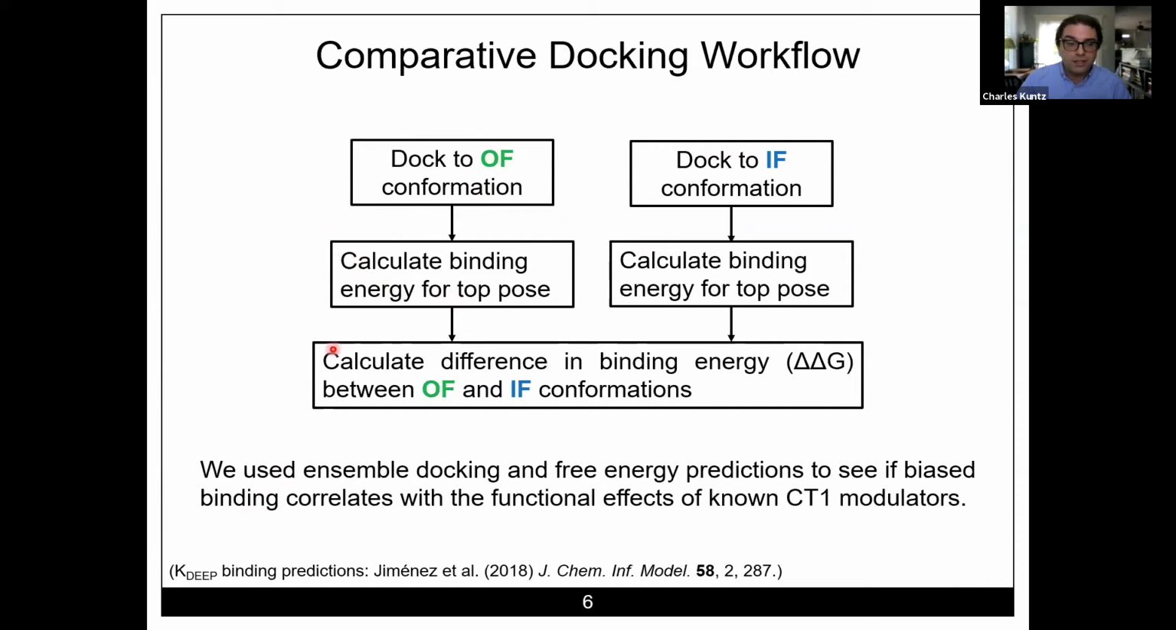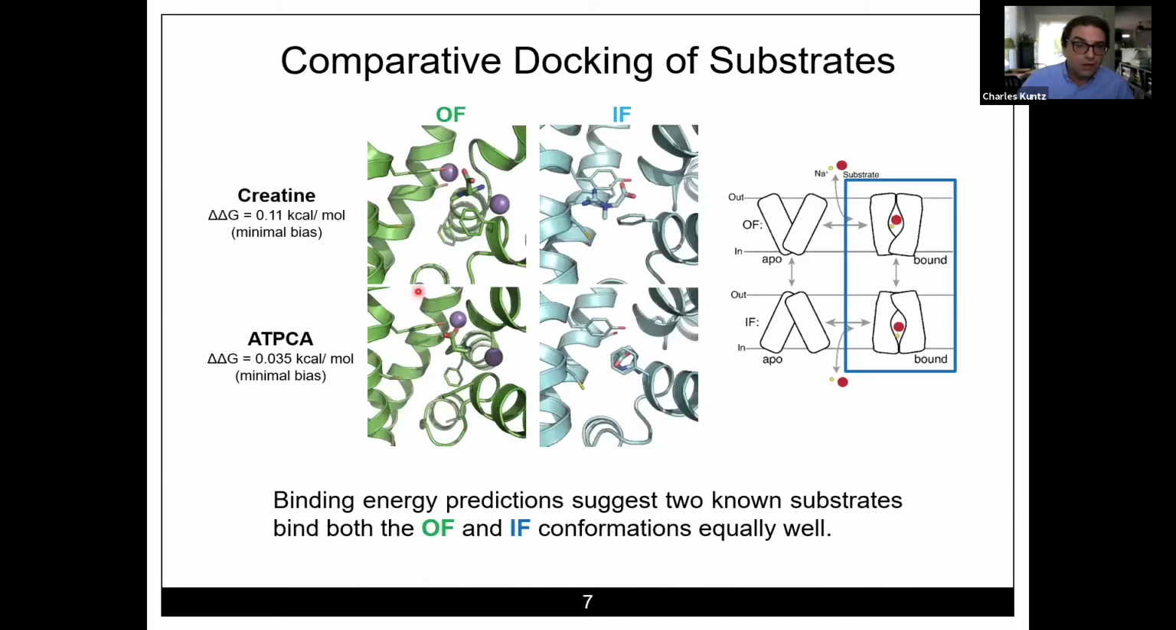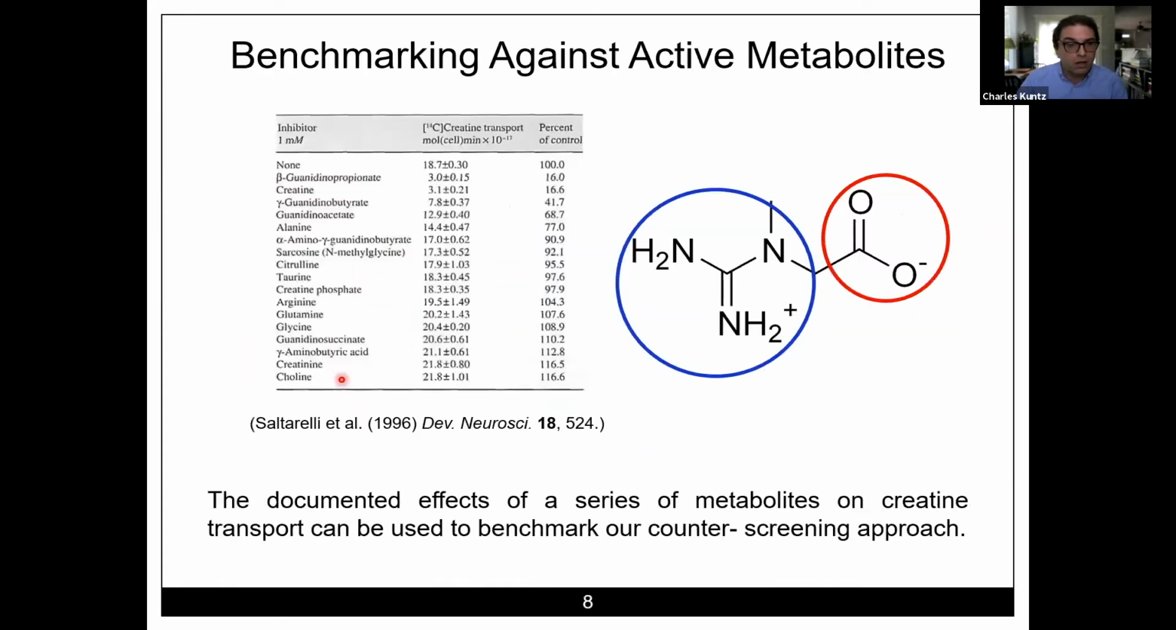And then we can calculate the difference in binding energy between the outward facing and inward facing conformation, and then look for biases. So in the case of a substrate like creatine, or another substrate that was identified in the 90s, this ATPCA, you can see from our models that we have relatively minimal biases. So the delta delta G between the outward facing state and the inward facing state are pretty small. But then we also know that people in Randy Blakely's lab back in the 90s identified a bunch of metabolites, some of which are very familiar to us here at this symposium.